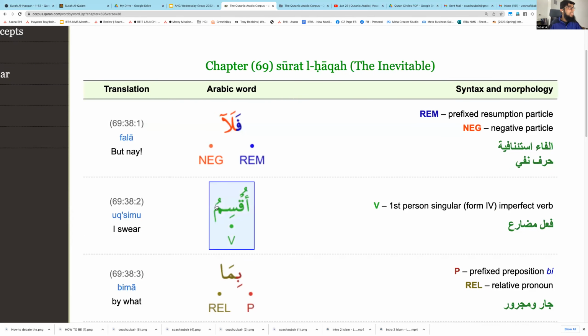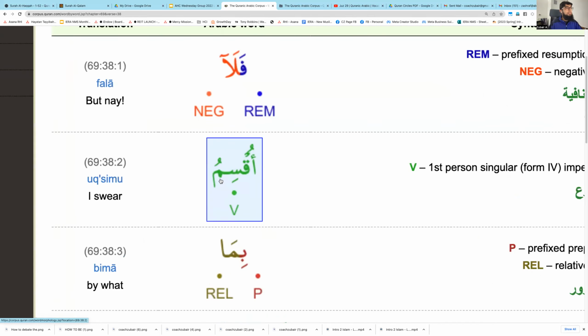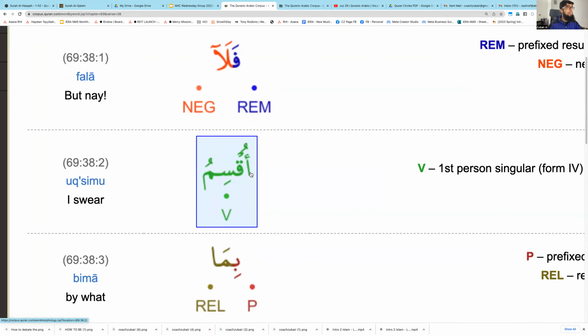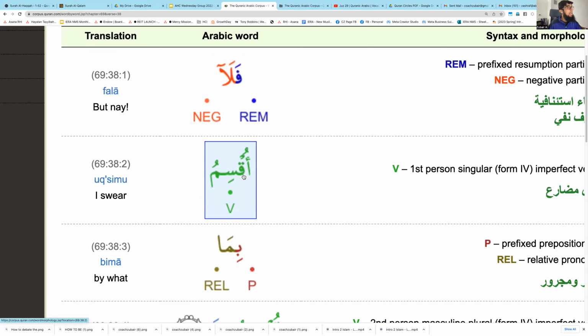Now here, uqsimu means I swear. I swear, right? So now where's the I coming from? The I is coming from the Hamza in the front, right? That's giving you the meaning of I. And then Qaf, Sin, Mim is the root letters here. That is for qasm, to take an oath.